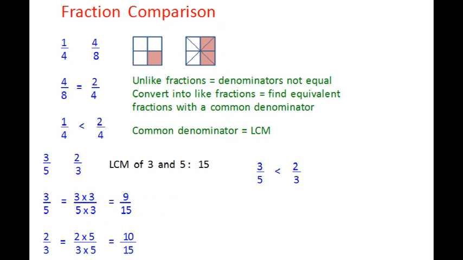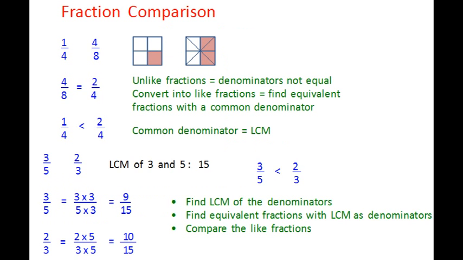So how do we do the comparison? We always find the LCM of the denominators first. Then, using the LCM, we find equivalent fractions where the LCM is the denominator, and then we compare the like fractions. Now let's see some more examples here.